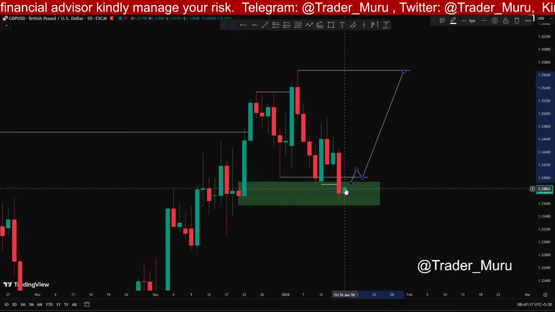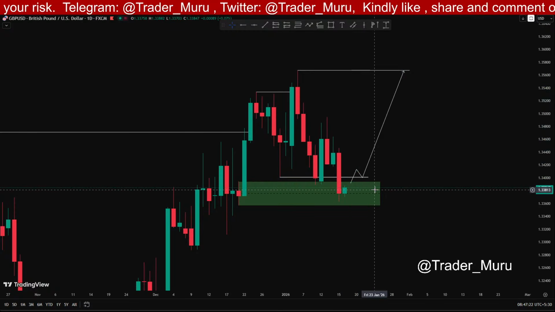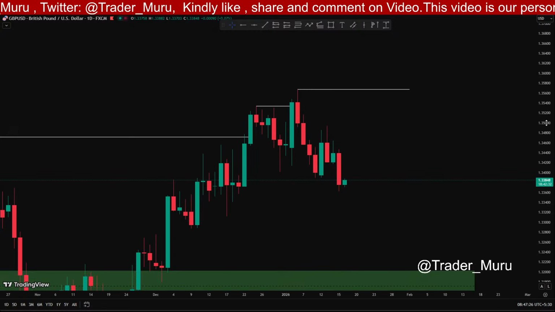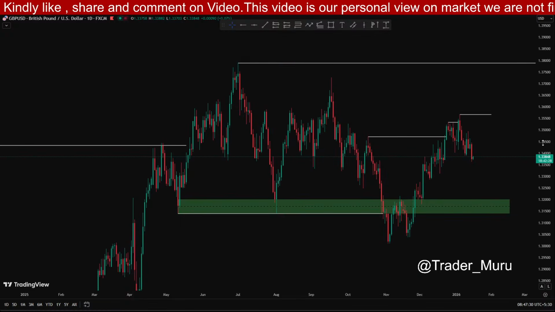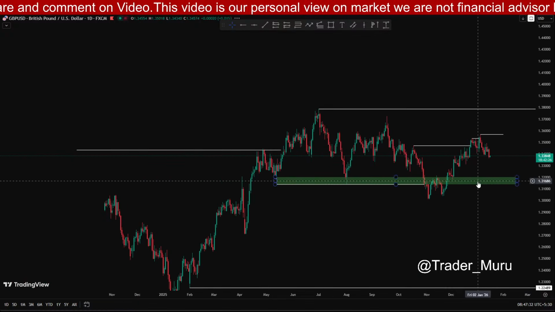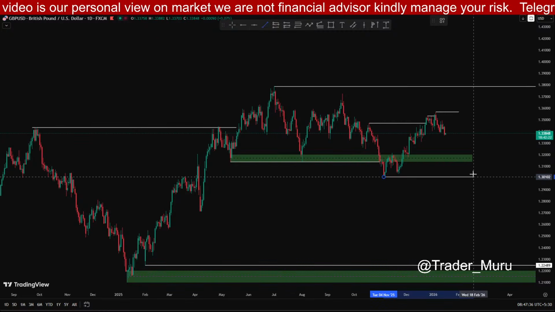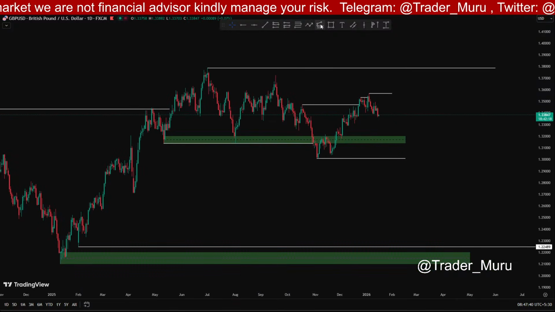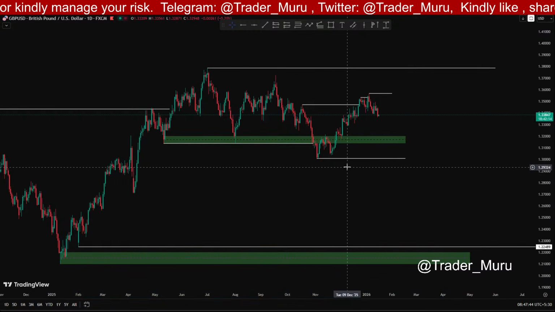But if we have one more candle close below here, then it will be a change of character, and this change of character will lead towards the first target, this low, and the second target will be this zone around 1.22.